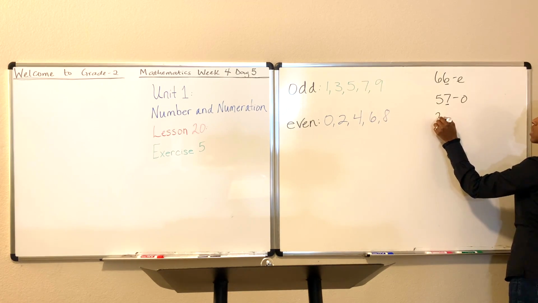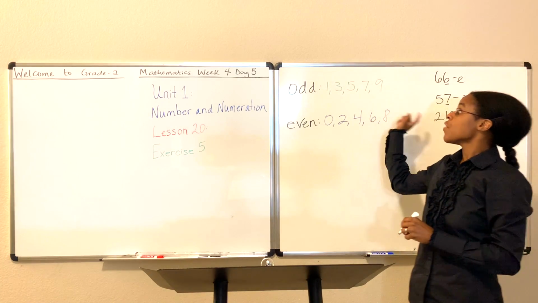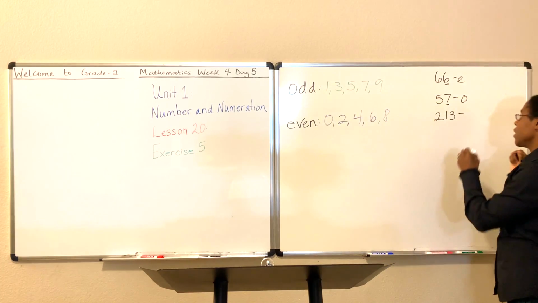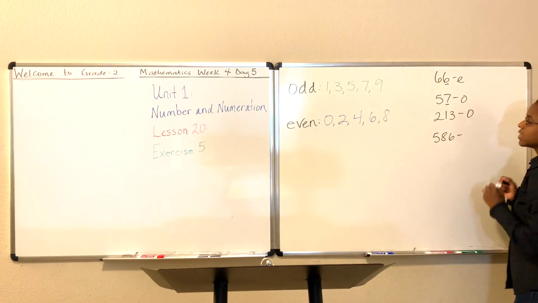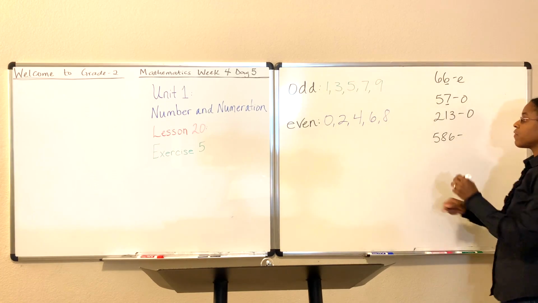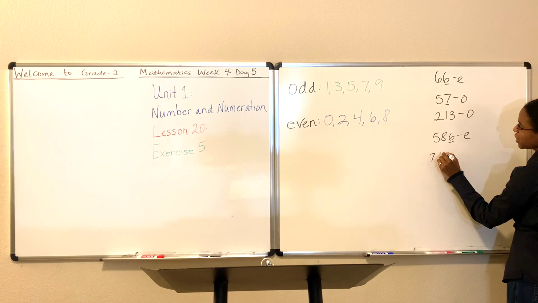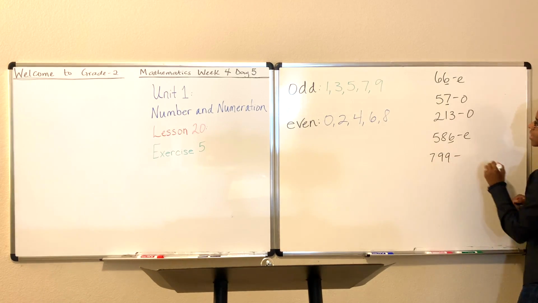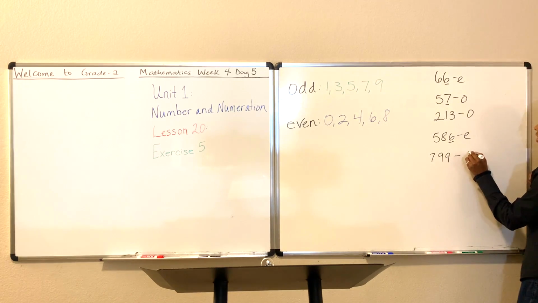What if I were to give you the number 213? Is that odd or even? 3 is odd, so that would be odd. What if I were to give you the number 586? Is that even or odd? You would immediately know that it's even because the final digit is a 6. What if I were to give you the number 799? Is that odd or even? You're going to know that's odd because it ends in a 9, right?